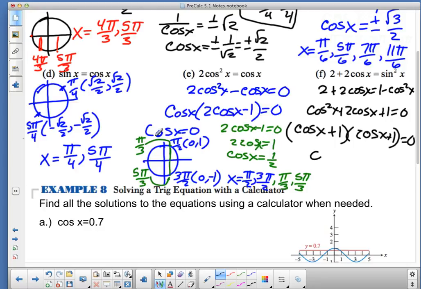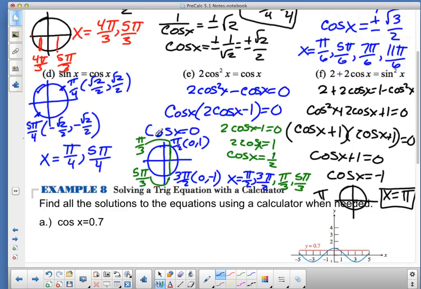And now, where is this going to be 0? Well, cosine x is equal to negative 1. Well, when cosine x is negative 1, where is that on our unit circle? So if I've got cosine negative 1, I'm out here at pi. So that is my only spot, and I should add that back into our solution. It's the only part of our solution in letter F. x is pi.